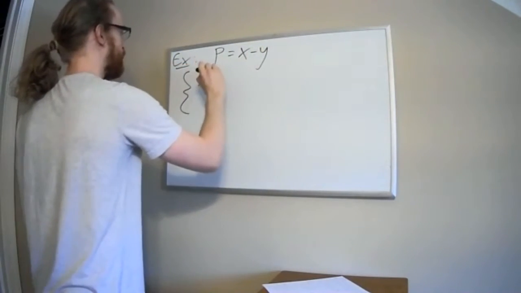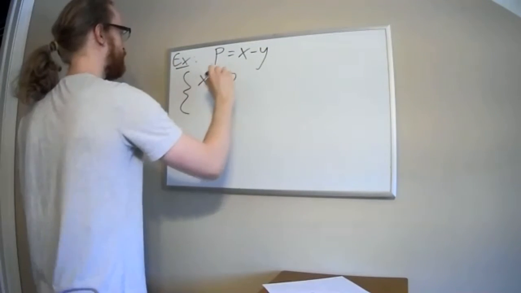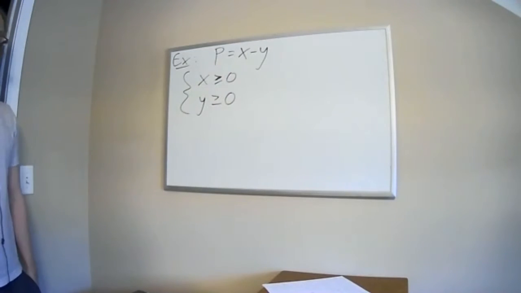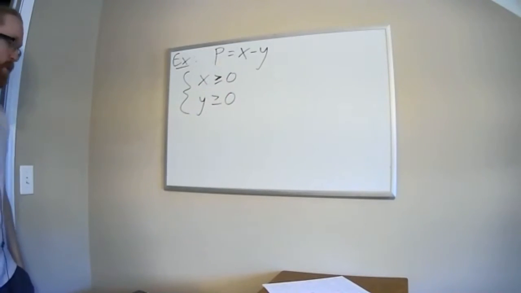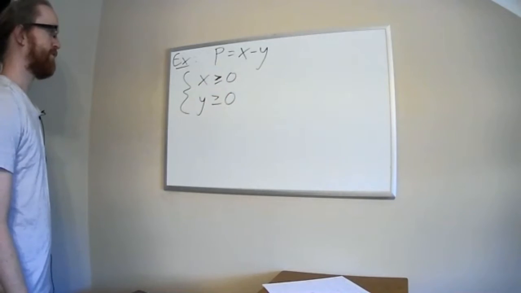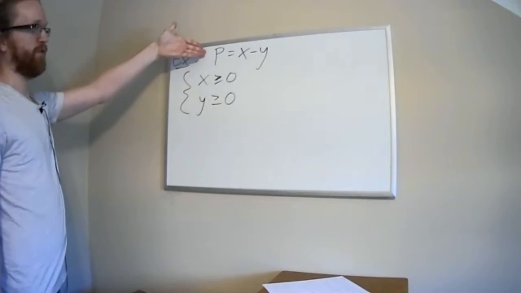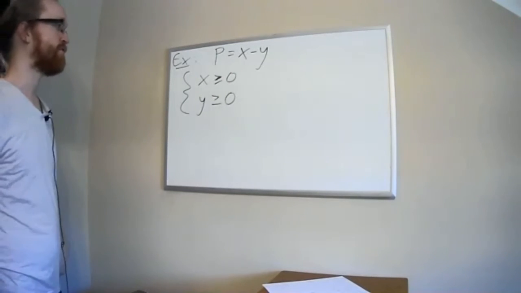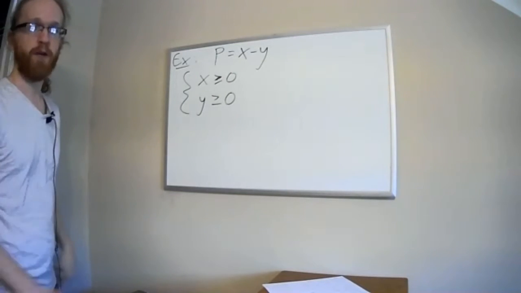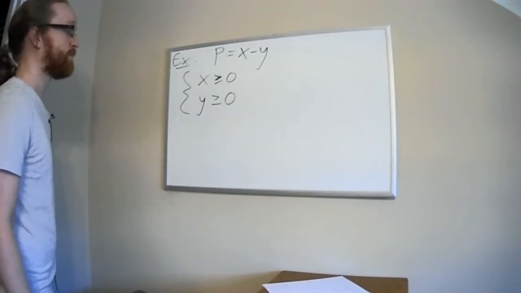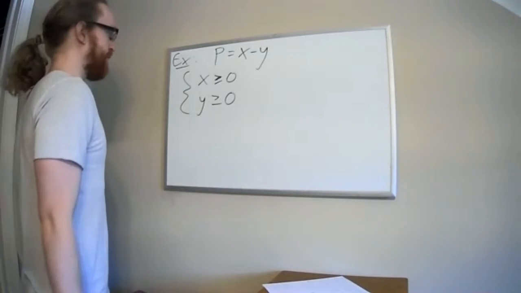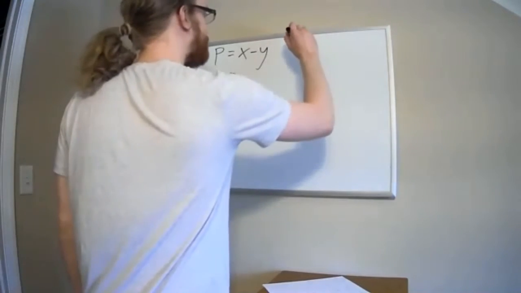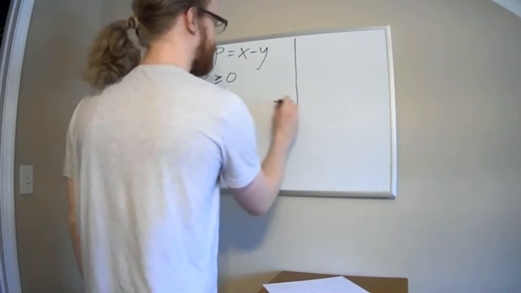I'm just going to put these two inequalities, x greater than or equal to 0 and y greater than or equal to 0. Just those two. And I want to ask the question, does this function have a min or a max subject to these constraints? Can I find the minimum or maximum, or do they just not exist? So, let's go ahead and graph this system of inequalities just to see what it looks like. This is the nicest system of inequalities we could ask for.